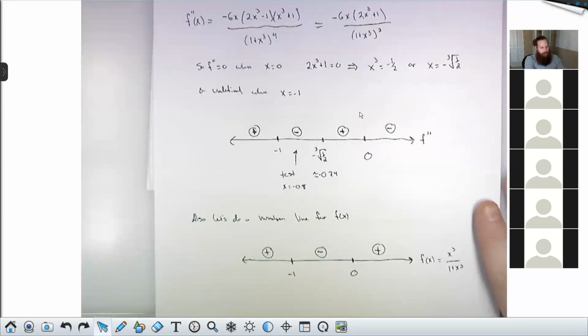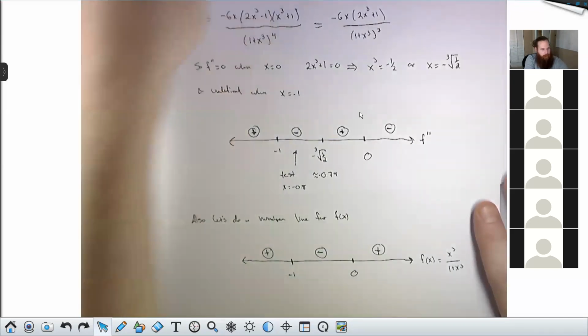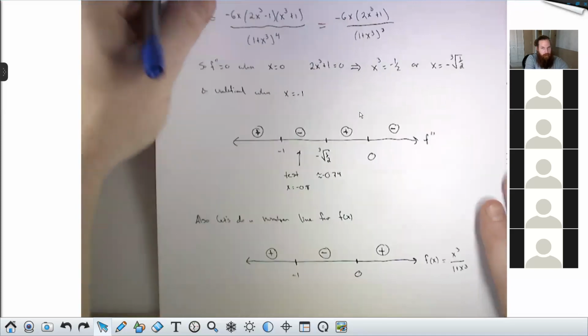So then we can summarize everything. Get my f prime number line back where we can see it.